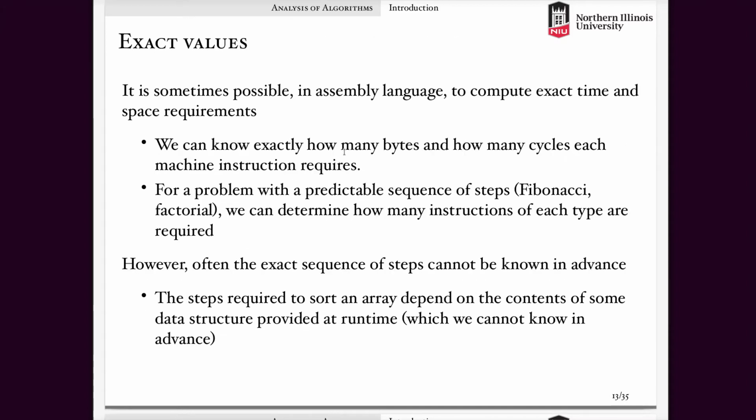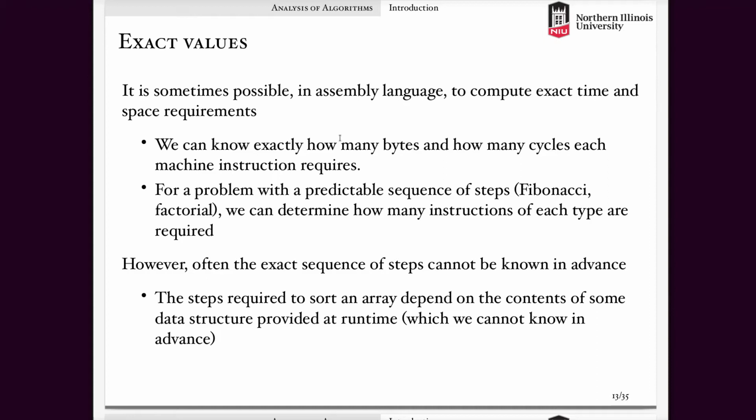Now, before we get to the conclusion of this dialogue, let's talk about exact values, right? It might be possible to actually calculate and know for certain exactly how long some algorithm takes. You might know exactly how many bytes of data were read in. You might know exactly how many machine instructions are going to be executed. And you might know that the data itself will not impact the number of instructions executed.